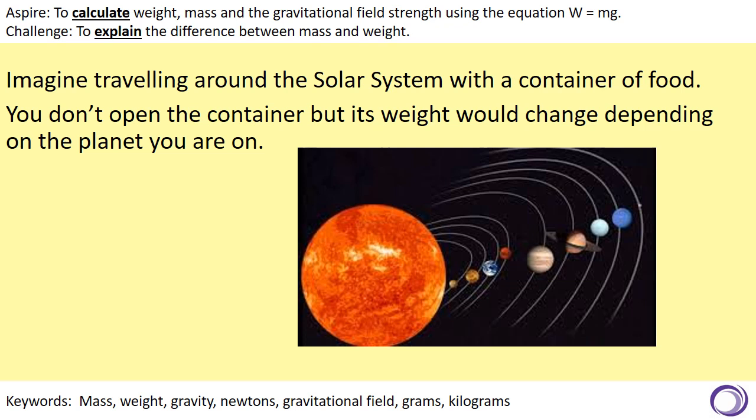So imagine travelling around the solar system with a container of food, as you would. You don't open the container, but its weight would change depending on the planet that you're on, because the gravitational field strength changes.